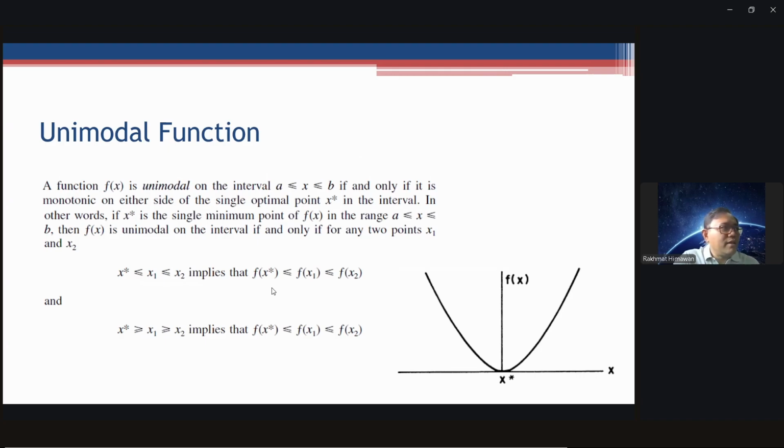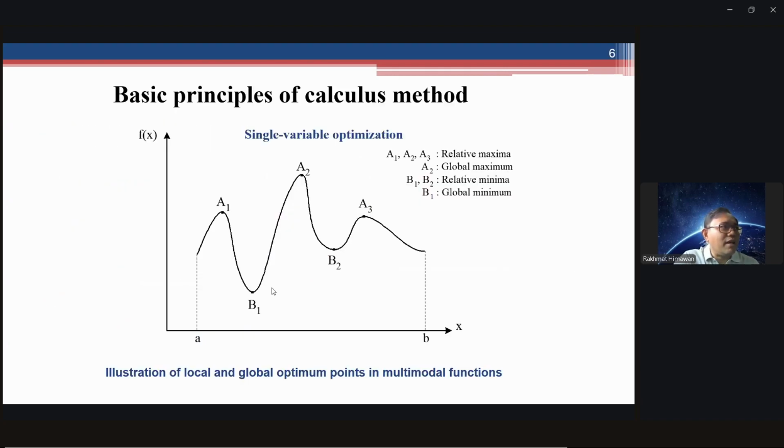Okay. And we also have this basic principle of the calculus method in optimization. So you might have a curve like this. The function is like this, with the x-axis and y-axis as f(x) between a and b. So the interval is between a and b, and you have several ups and downs, up again, down, a little bit up. But you can see some are at the lowest point and others are at the highest point, while others are in between.